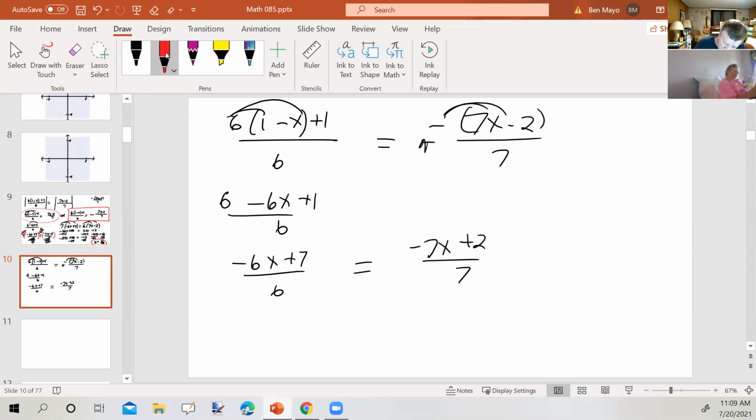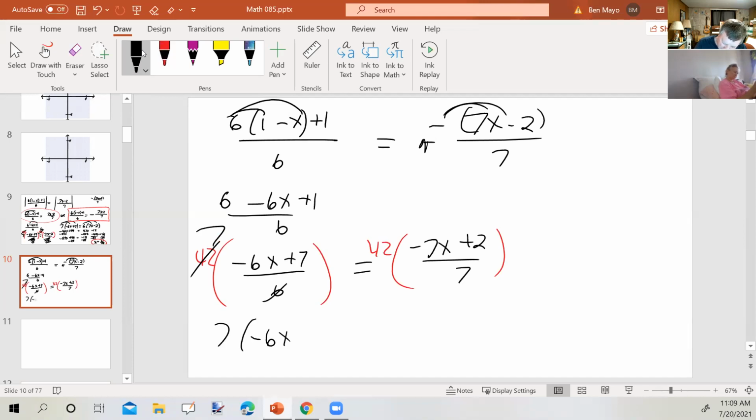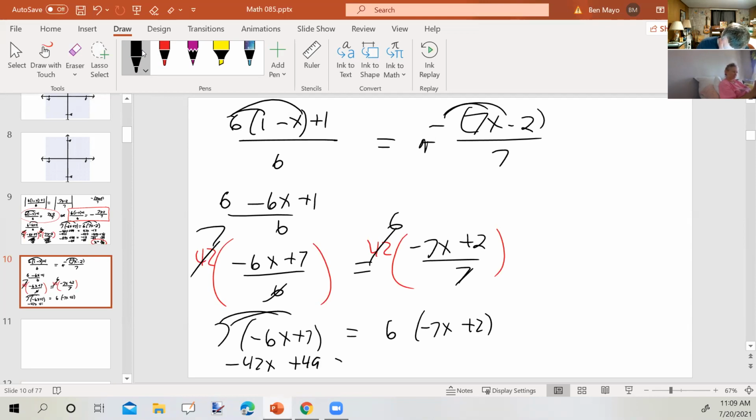Now I'm going to multiply both sides by 42 again. On the left, 42 over 6 is 7. So I've got 7 times negative 6x plus 7 equals, on the right, 42 over 7 is 6 times negative 7x plus 2. Okay. So now I get negative 42x plus 49 equals negative 42x plus 12.